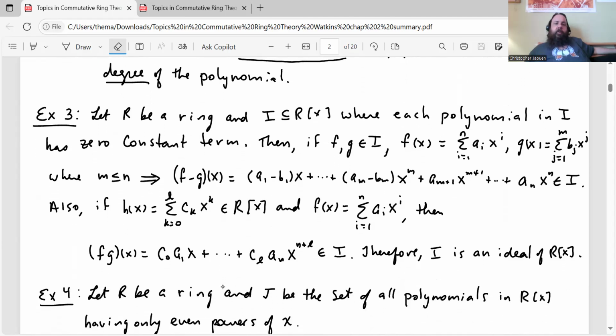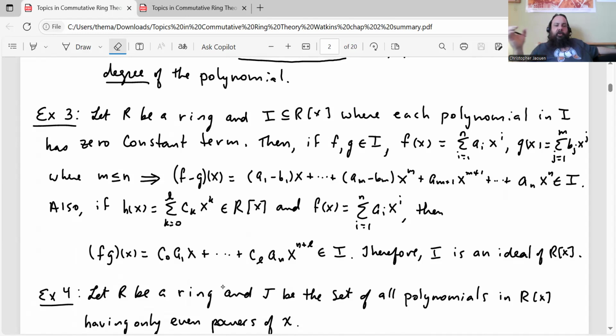Right, example 3. Let R be a ring and I a subset of the polynomial ring in x with coefficients from R, where each polynomial in I has zero constant term. Then if f, g are elements of I, then f of x is a polynomial that looks like that, g of x is a polynomial that looks like that, where without loss of generality, we can assume that m is less than or equal to n. And then if you look at their difference, f minus g of x, when you simplify everything, you get a polynomial that looks like the one I have written out here. And notice that f minus g has zero constant term, so it's an element of I.